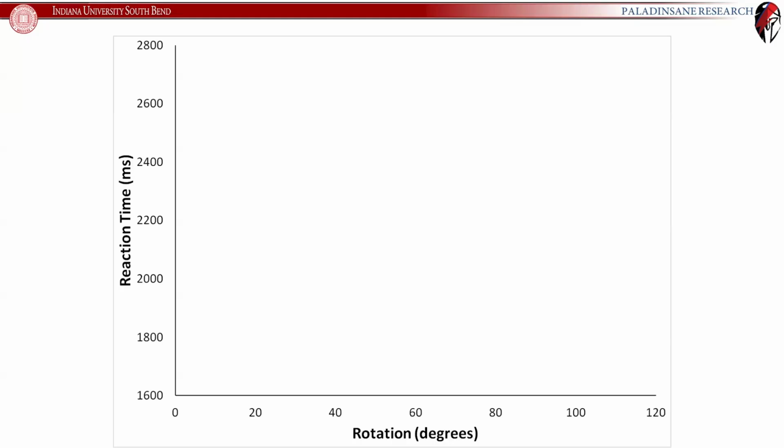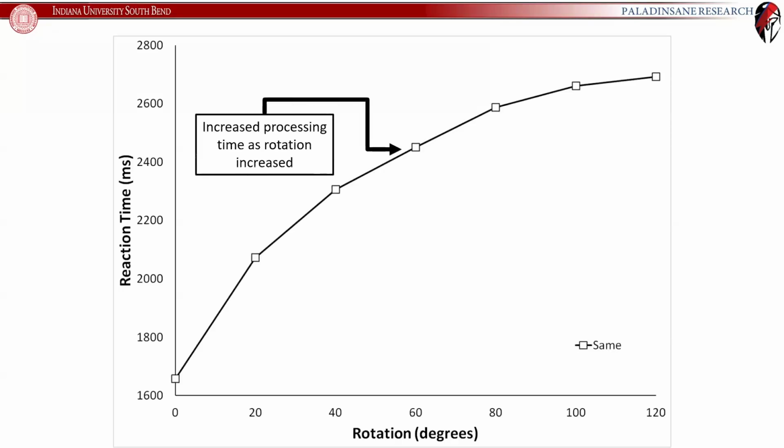And what we found was that as a function of rotation, the amount of processing time increased as the rotation required increased. So at 0 degrees of rotation, you can see we were at about 1650 milliseconds. That's about as fast as your eyes can process what's on the screen and your finger can press the button. That's what that's measuring right there, because you didn't actually have to do any rotational work. And then as the rotation increases, the amount of time you need to process it, as shown by your reaction time, similarly increases.